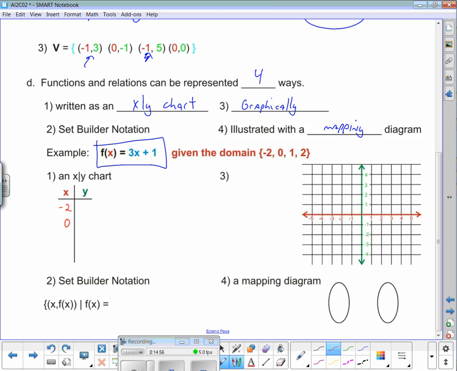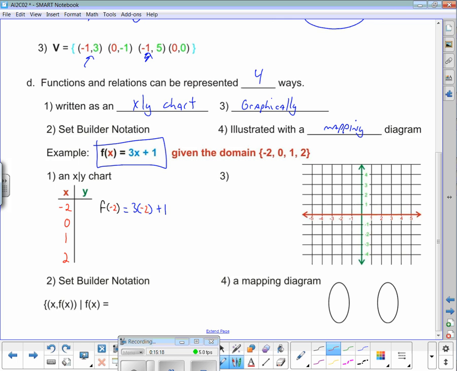0 is part of my domain, 1 is part of my domain, and 2 is part of my domain. And I'll use the function to figure out what girl each guy is dating. So first off, I'll do guy -2. You simply put -2 into the function where the x is, right?